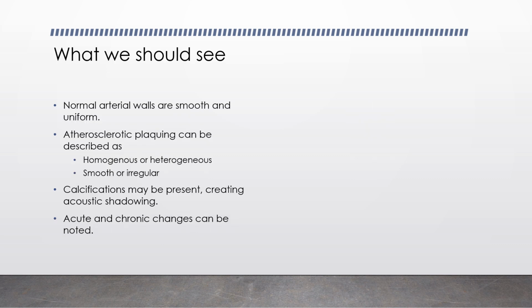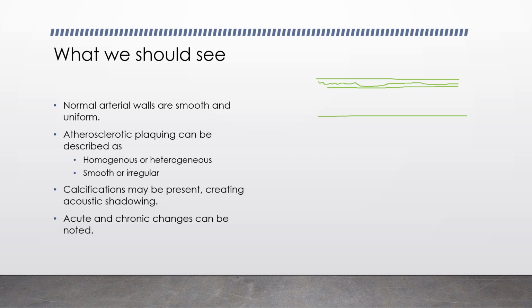Okay, so what do we want to see in our B-mode imaging? We are looking for normal arterial walls. Those should be smooth and uniform. If we can see well enough, which can be very challenging because of the depth of these vessels, you can see the tunica adventitia, the thicker muscle tunica media, and then the echogenic tunica intima. Now, again, a lot of these vessels are so deep, you're not going to be able to appreciate those, but just know they should be there, and if you can see them, assess those.